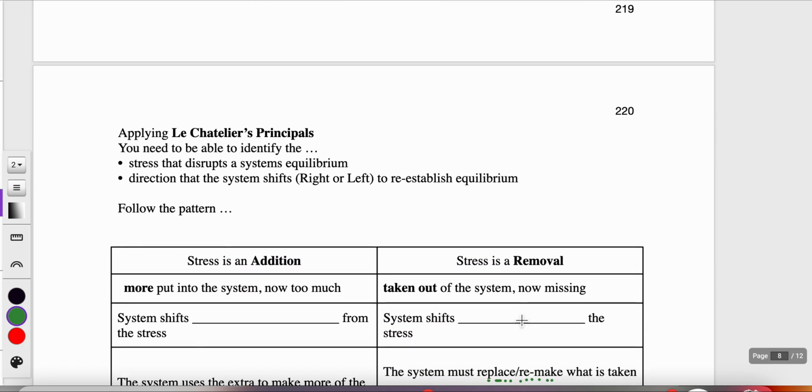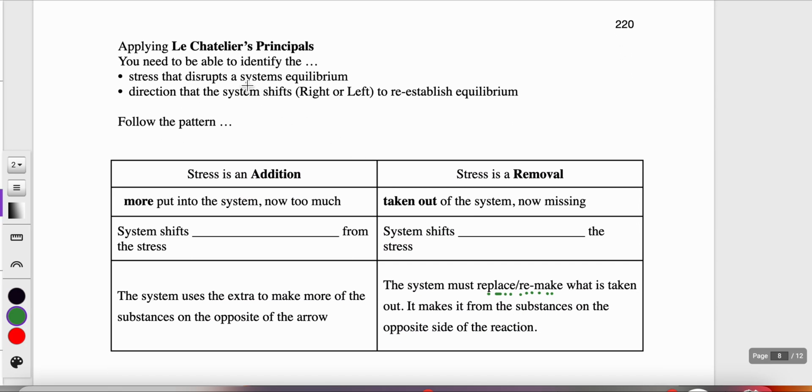So this is a lot of patterns, and Le Chatelier is a scientist who came up with the principles of how a system will readjust to a stress. So here we go. For you to be able to apply Le Chatelier's principles at a foundational level, first identify the stress that's disrupting the system. Is the stress on the reactant side or the product side? So the stress, is it a reactant or a product?